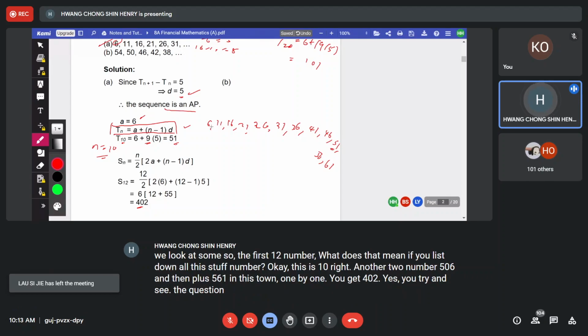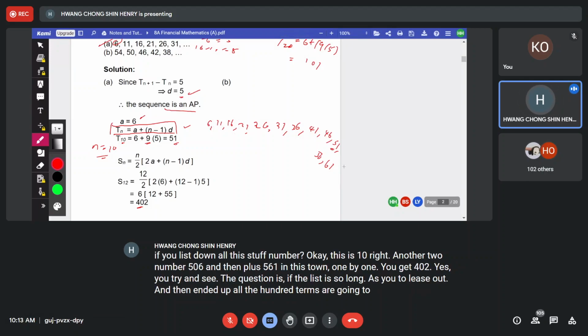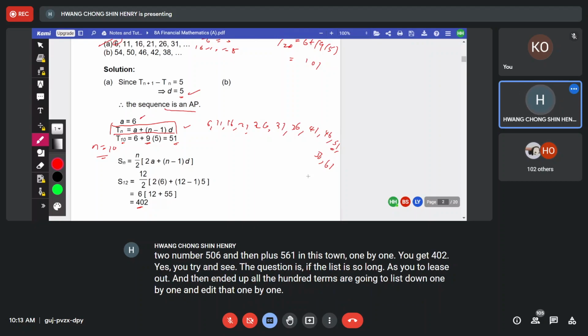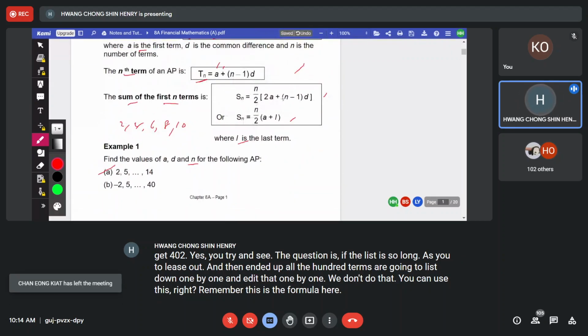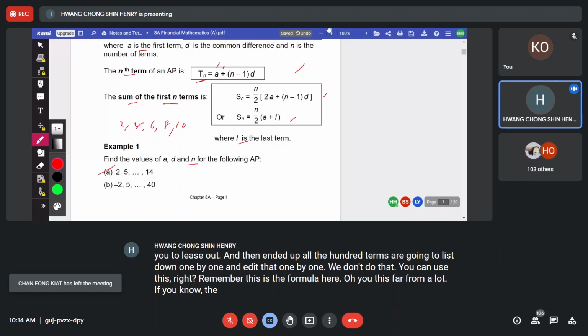The question is, if the list is so long, and it asks you to list out all the 100 terms, are you going to list down one by one and add it up one by one? We don't do that. You can use this formula here. Or use this other formula if you know the last number.